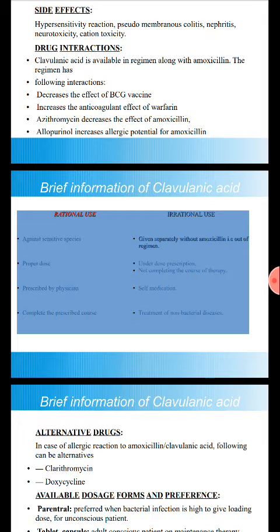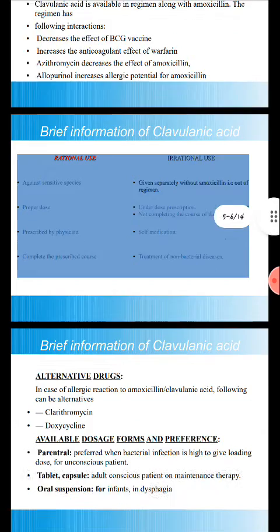For example, clavulanic acid being used alone without amoxicillin, that is out of the regimen, or underdose prescription, not completing the course of therapy, self-medication, or using it against resistant bacteria. If the person is already resistant, there is no use of taking this drug. And treatment of non-bacterial diseases, because it covers only bacteria.